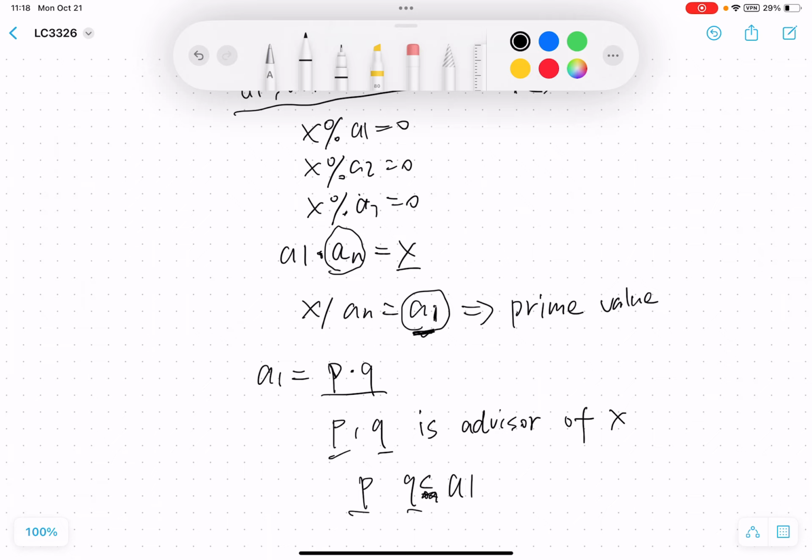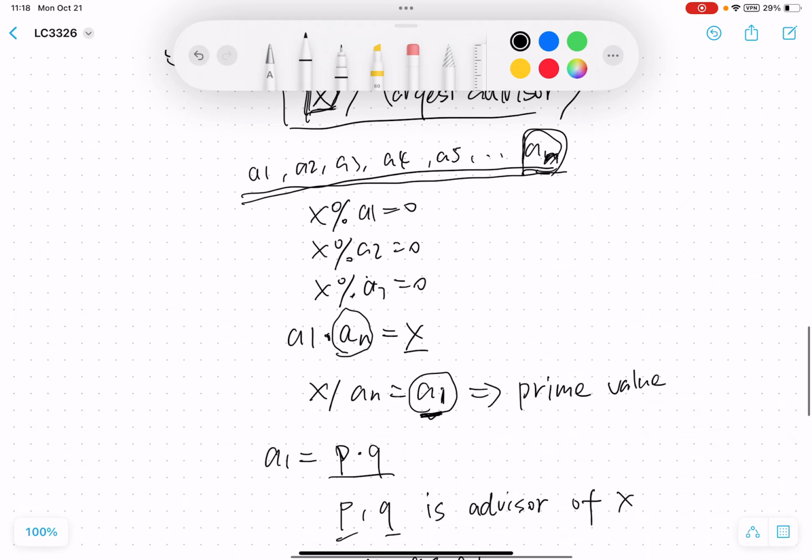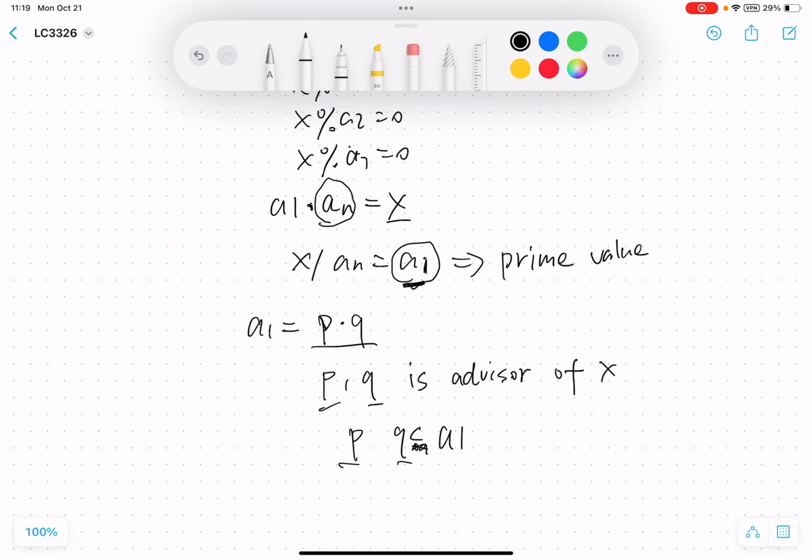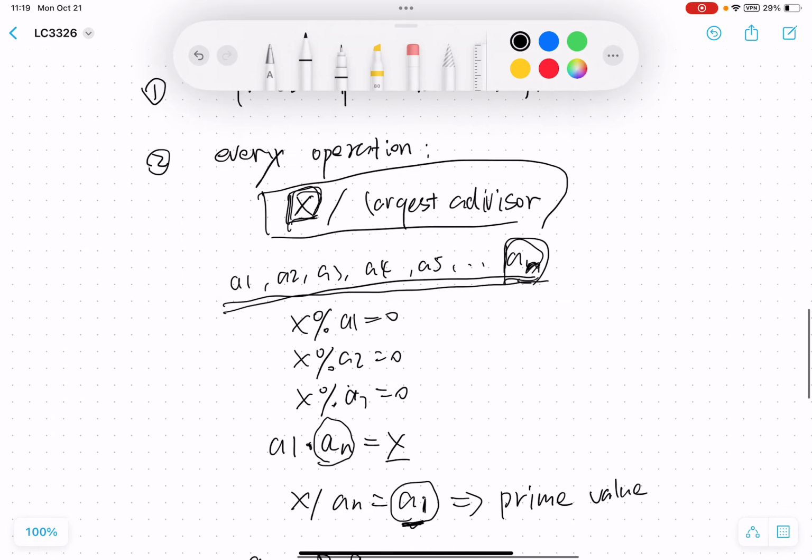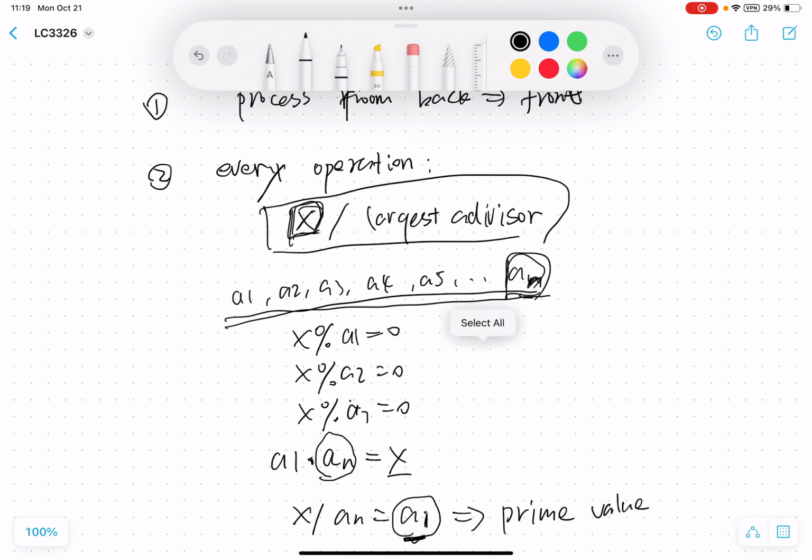That is a different conclusion from the previous assumption. So what I want to say is that x divided by its largest divisor must be a prime. That means after you do an operation on an element of the array, you cannot do it again, because after one operation it will become a prime number.